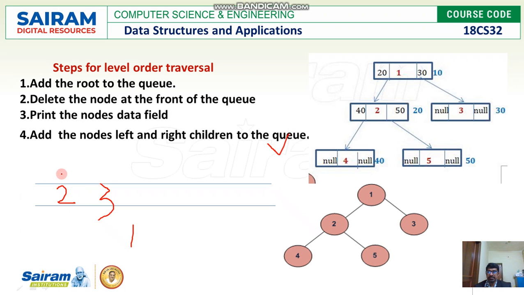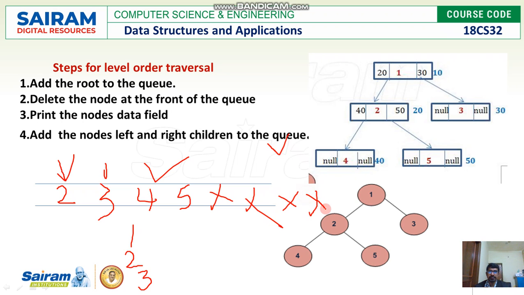Then delete what is in the front. When you delete any node from the queue, please make sure that its right and left children are added into the queue. Repeat this. What is in the front? Take out 2 and add its children. Take out 3. For 3 there are no left and right children, so leave it. Take out 4 from the queue. For 4 again there are no left and right children. Take out 5 from the queue. There are no left and right children for this, so you can stop there. This is nothing but the level order traversal.